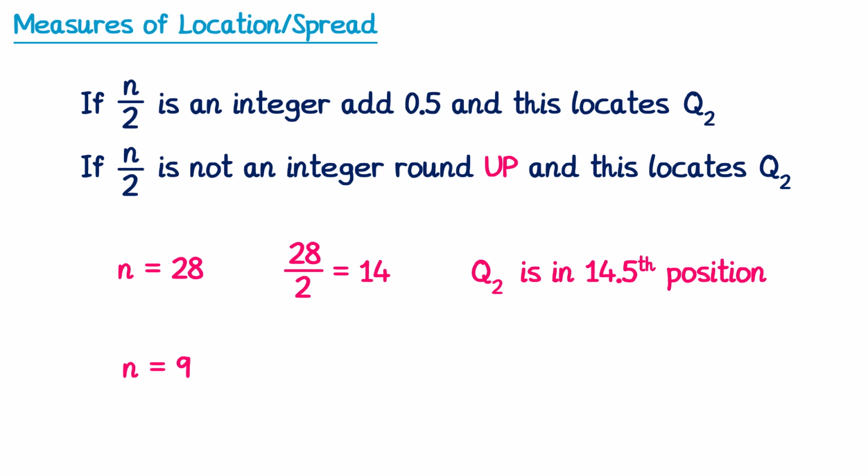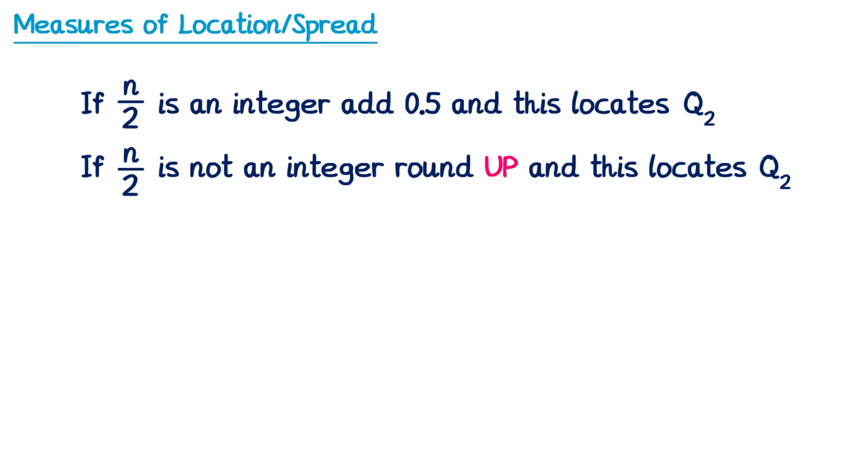If n was 9, we do 9 over 2, which is 4.5. This time it's not an integer, which means we round up. And if we round 4.5 up, we end up at 5. So in this example, the median would be in the 5th position. Now to do the upper quartile, we do the same once again, but we change the formula for 3n over 4.